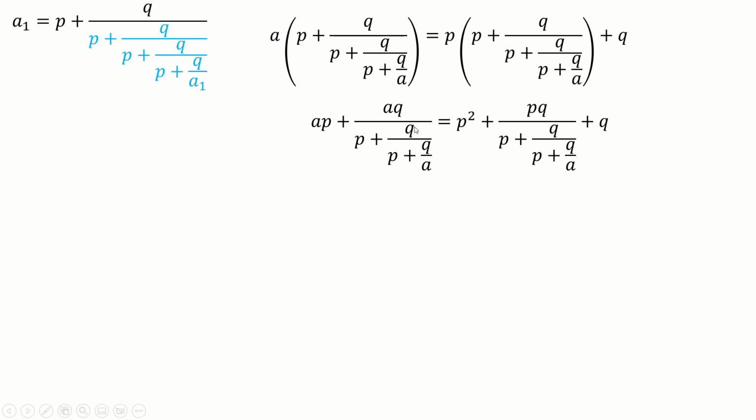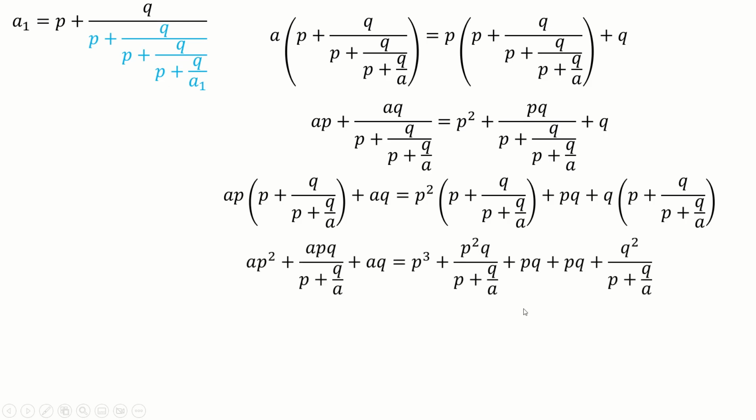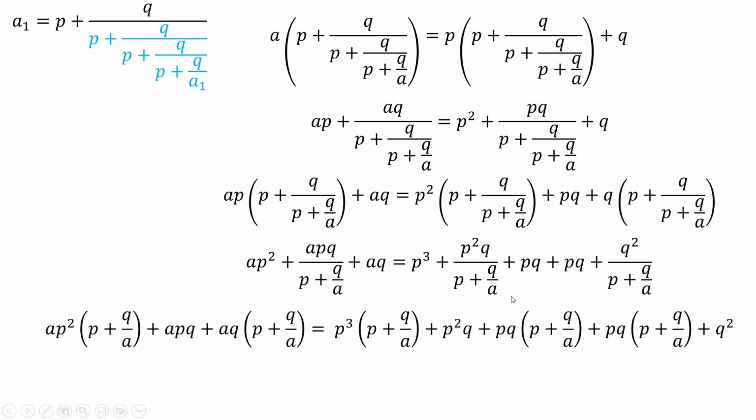And I'm going to do that again, just times everything by this whole denominator that's appearing twice here to get this. And then again, expand out. So just expand every time out here. You get this. And then once again, just times by P plus Q over A everywhere. You get this. Expand out.